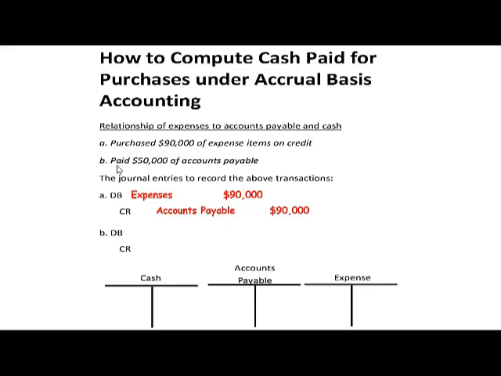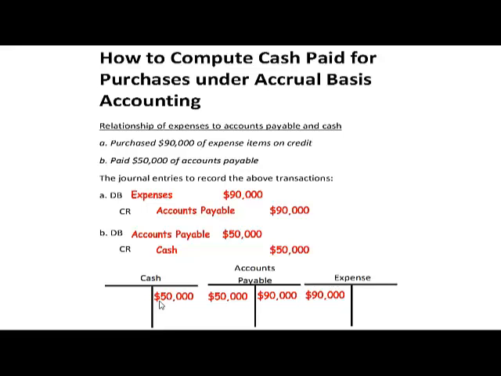Later on during the accounting period subsequent to transaction A, we enter transaction B. We paid $50,000 of accounts payable. In other words, we took some of our cash and we paid down some of our accounts payable. So the entry would be $50,000 debit, because that's how much we're actually paying down accounts payable, and our credit to cash would be $50,000. Now let's go ahead and post those two transactions again. We debit expenses for $90,000 and we credit payables for $90,000. Entry B then, we debit accounts payable $50,000 and we credit cash for $50,000.